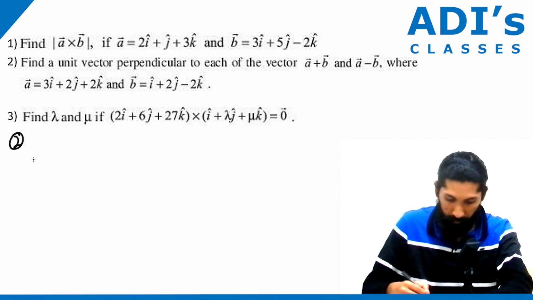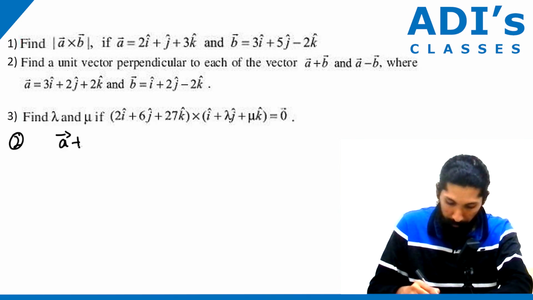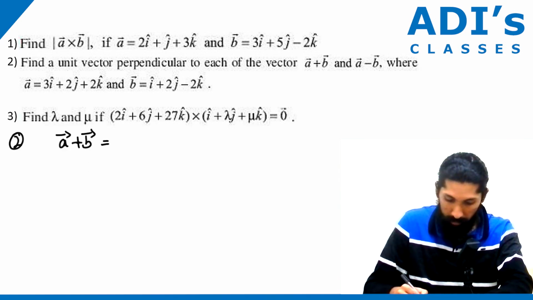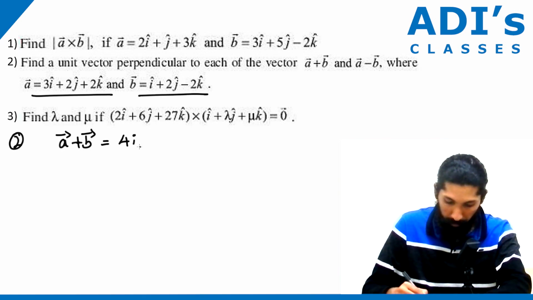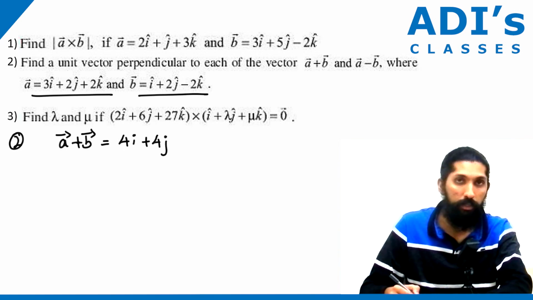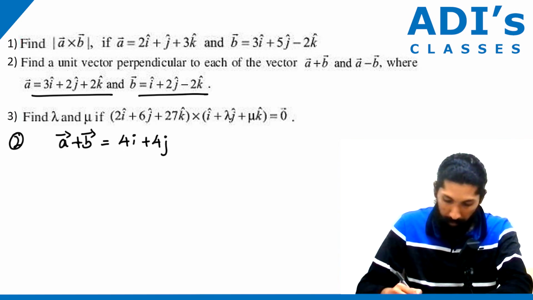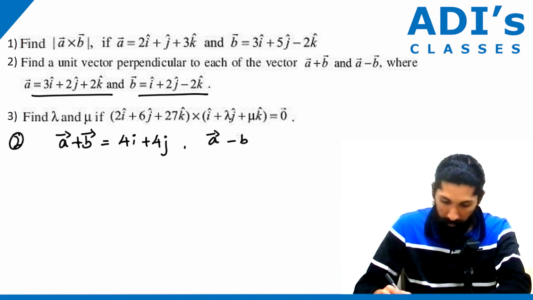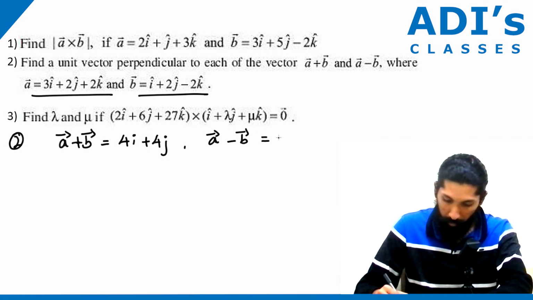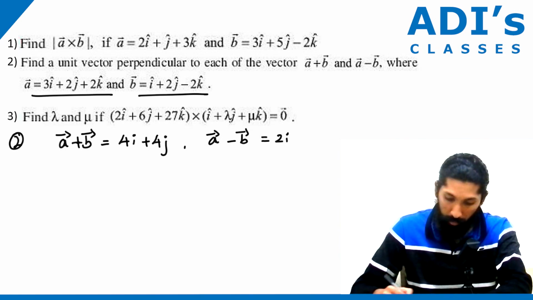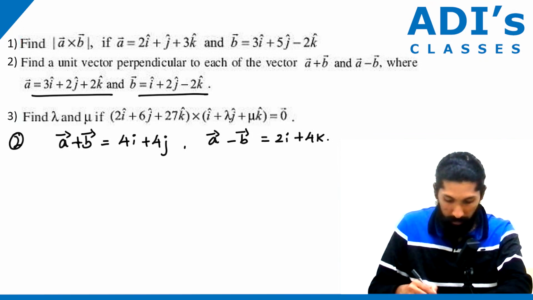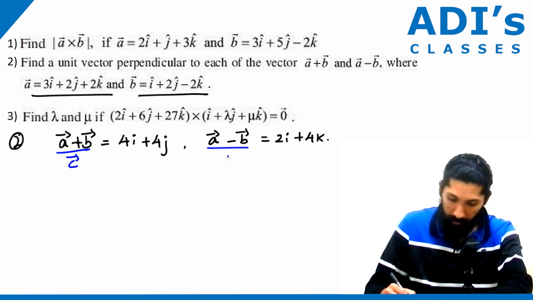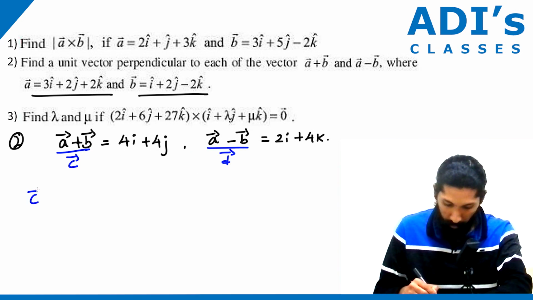For the second one, first we'll do A plus B. Remember, A is this, B is this. When you add, 3i plus i is 4i, plus 4j, and 2k cancels out. Next is A minus B: 3 minus 1 is 2i, 2j cancels out, 2k minus of minus becomes plus 4k. Fair enough? Now let's call this vector C and this vector D. Now you do vector C cross vector D.